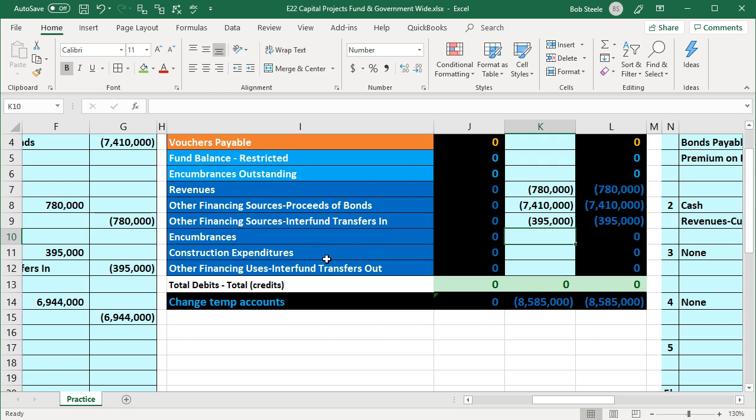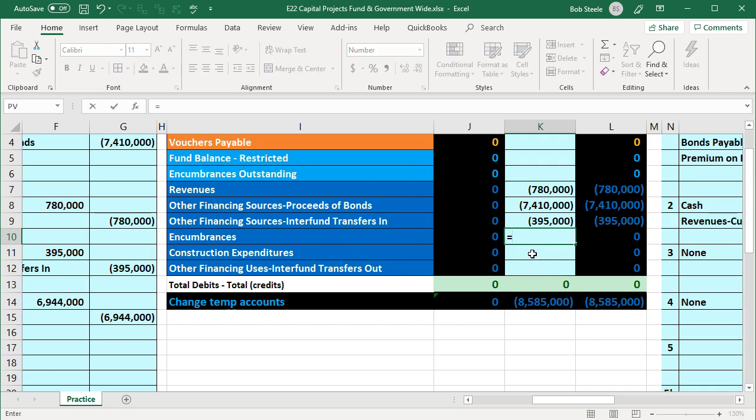So it's going to go up, it's going to go back down, not simply because of closing out as all the other temporary accounts do, but because we're going to decrease it to record the actual expenditure. Typically that is when it's going to decrease.